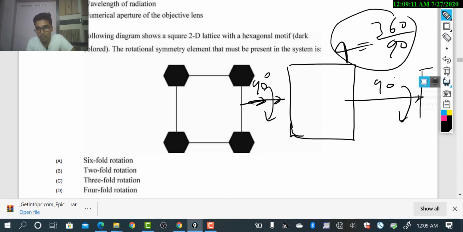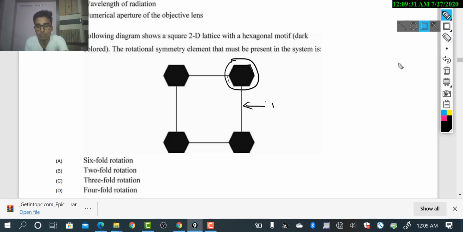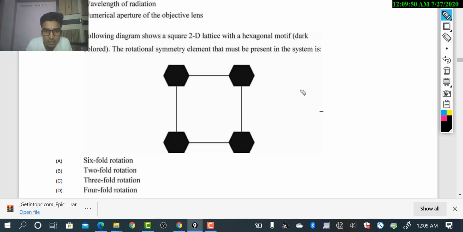Okay, so what about this? Here there is a combination of 2 elements. It is a combination of 6-fold rotational symmetry, that is the hexagon, and 4-fold rotational symmetry, that is the square. So let's see the rotational symmetry element for each and every component.